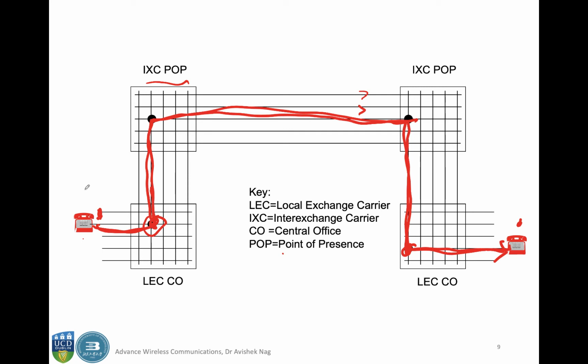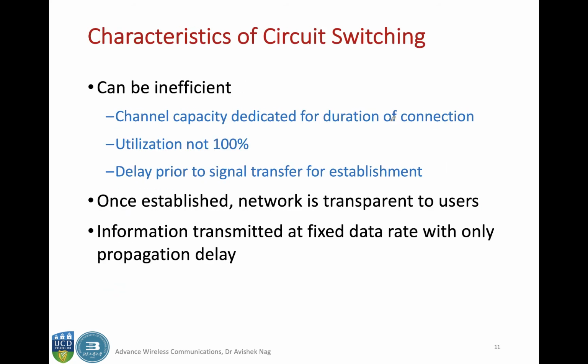So let's say this is you, and this is your friend. Let's say you are discussing a movie that you recently watched, and you are talking about the entire movie for more than half an hour. For this entire half an hour, this circuit that was dedicated for your conversation is blocked. Nobody else can use this circuit, or the switches that are involved in establishing this circuit. So that is an inefficiency.